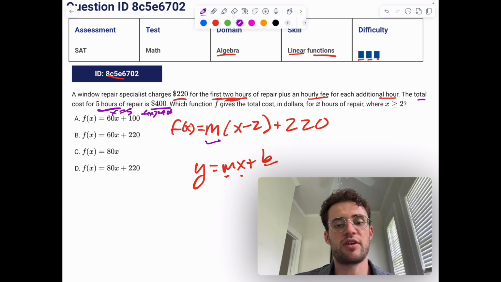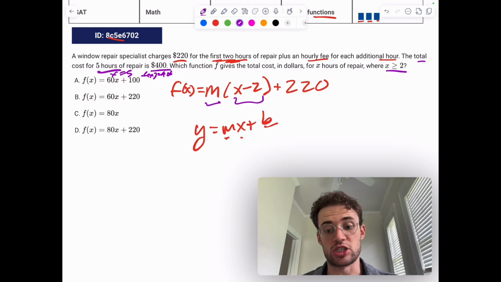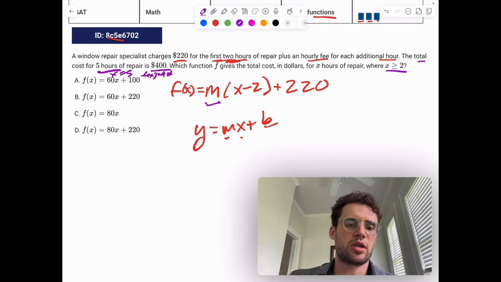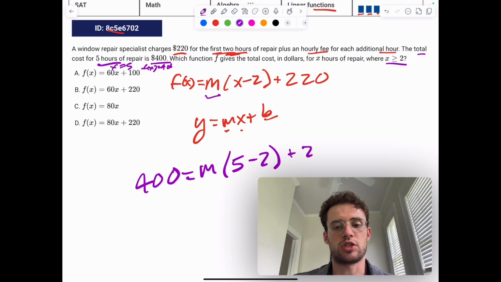Which function f gives the total cost in dollars for x hours of repair where x is greater than or equal to 2. So they're making sure that this x minus 2 is not less than 0. You can't have negative hours of work, basically. So the function only will work for the ones that are over 2 hours. What we can do, again, like I said, plug in 400 for f of x, and then is equal to m times the quantity x minus 2, where x is 5, will be 5 minus 2 plus 220.